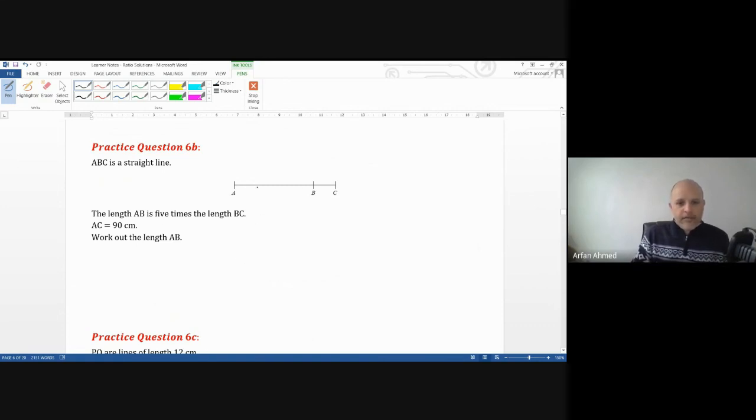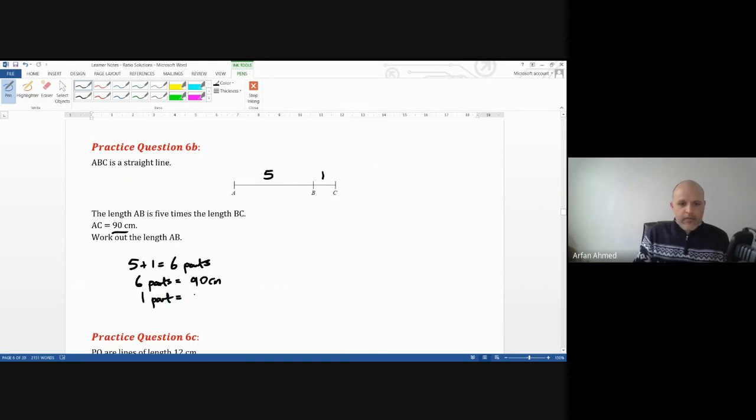Length of AB, that's from there to there, that's 5 times bigger than BC. So if, let's say, from B to C is 1, that's going to be 5. So it's the ratio of 5 to 1. That's 5 times bigger than that. We're told that AC is 90. So let's do it this way. The 90 centimeters, that's the total amount, the whole thing from A to C. So we want the total number of parts. So 5 plus 1, which is 6 parts. Those 6 parts equal the 90 centimeters.